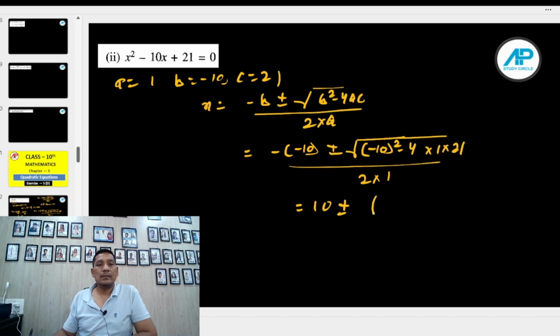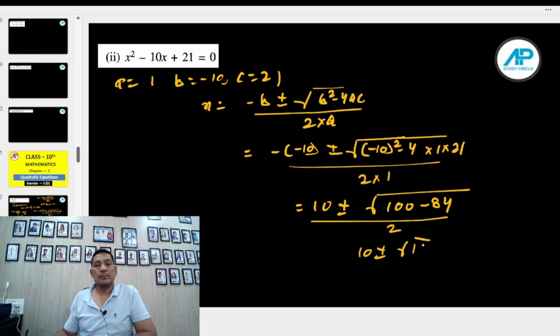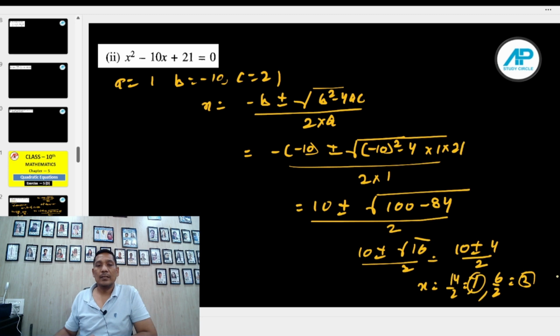10, so 10 plus minus root 16 upon 2. x equals to 14 upon 2 and x equals to 6 upon 2. 7 and 3 are the answers. x equal to 7 and x equals to 3 are the two roots.